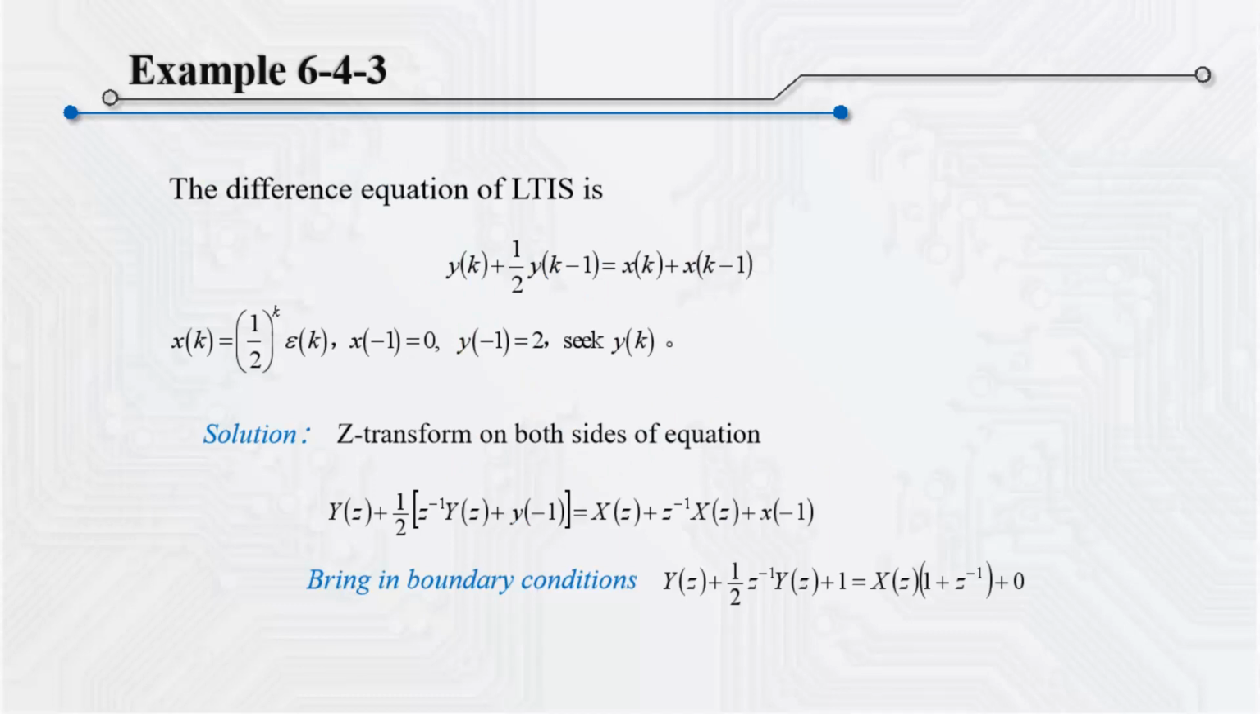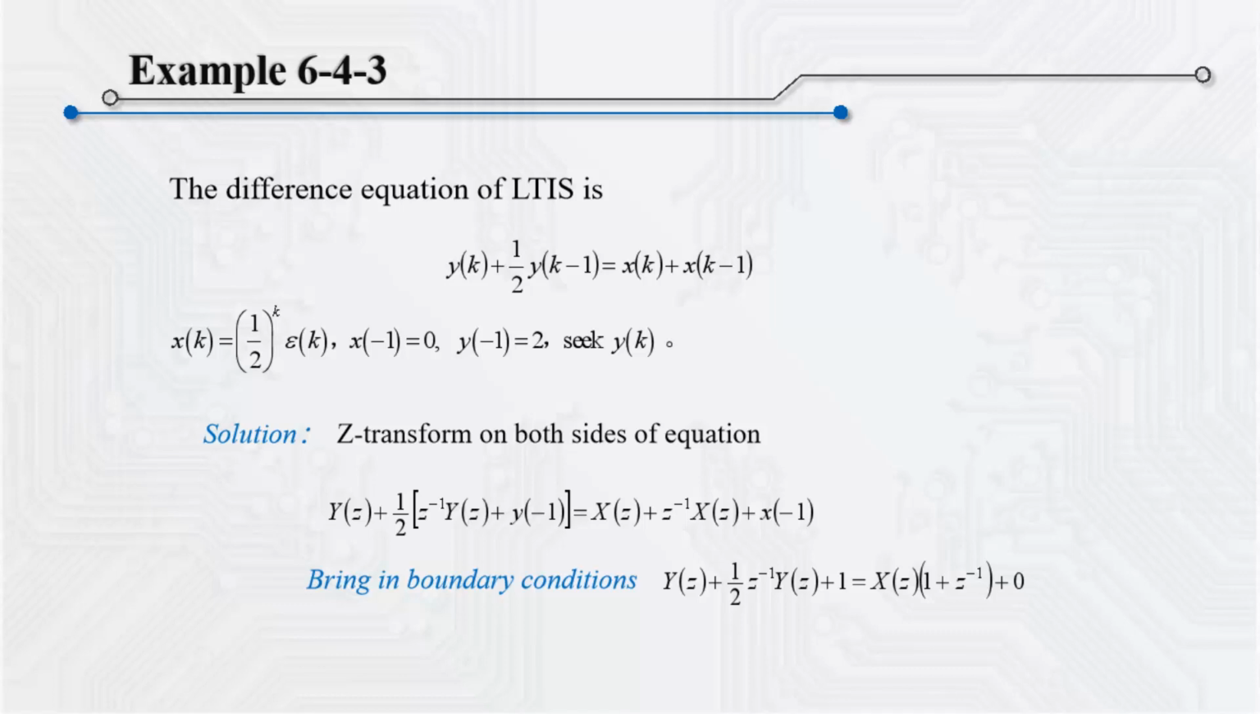Let's look at a specific example. For a system described by an LTI discrete difference equation, y of k plus y of k minus 1 equals x of k plus x of k minus 1, with non-additional excitation x of k and initial information x of minus 1, y of minus 1, find the corresponding response.